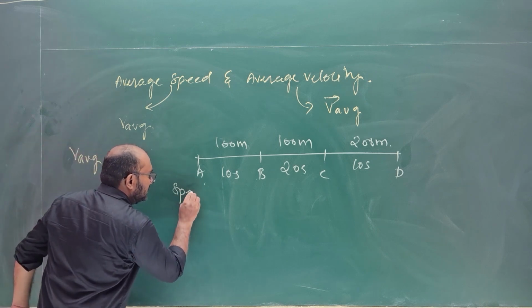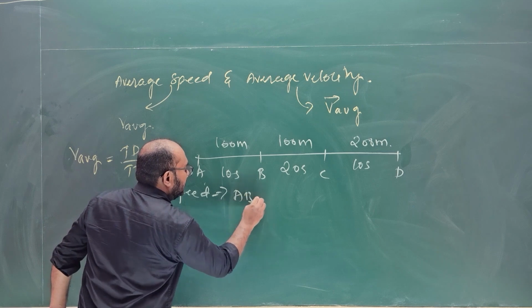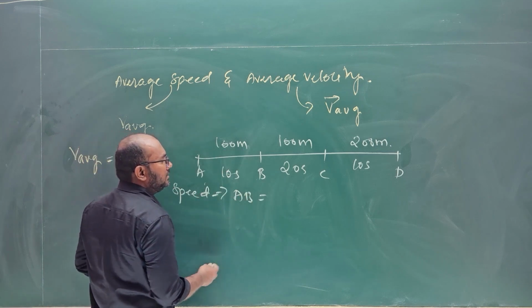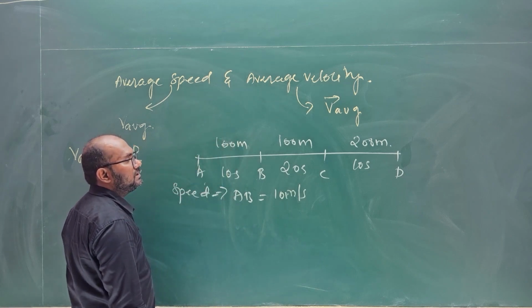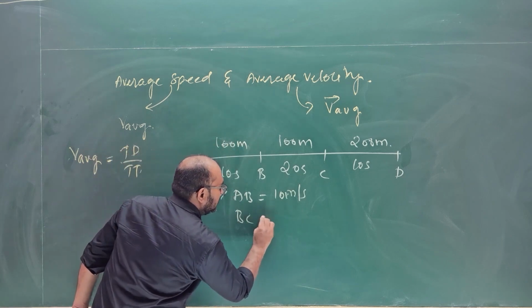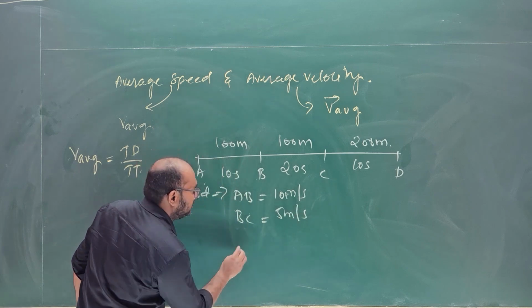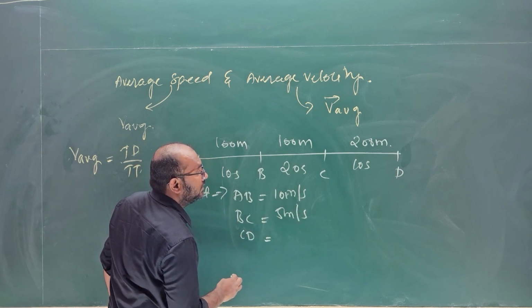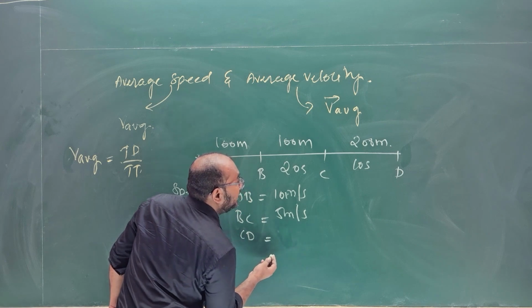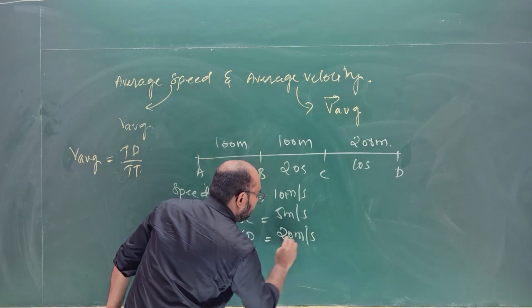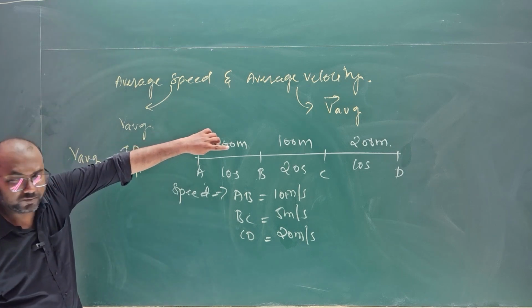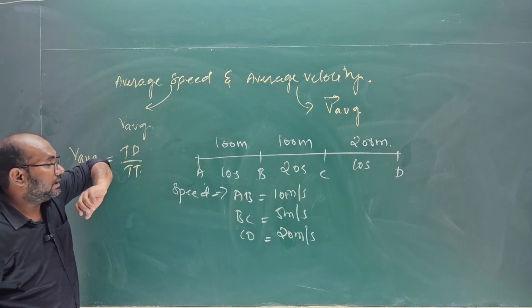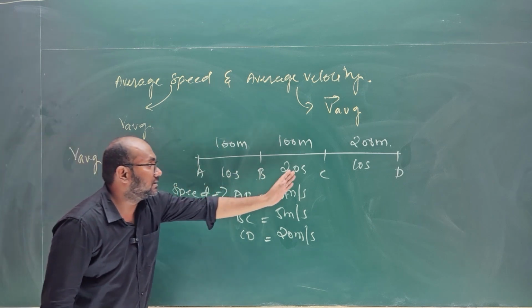If I ask you what is the speed between A and B? Distance is 100, time 10. That means, can I say 10 meter per second? And B to C, 5 meter per second. Then C to D, how much? 200 upon 10, that is 20. Okay.